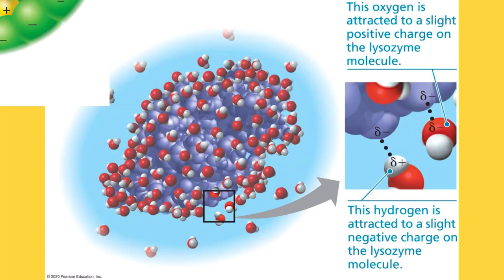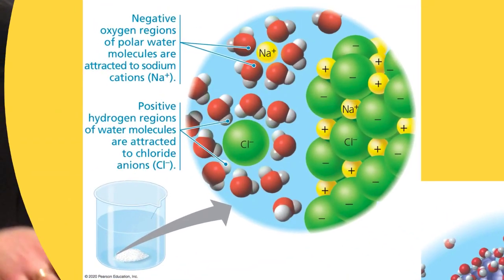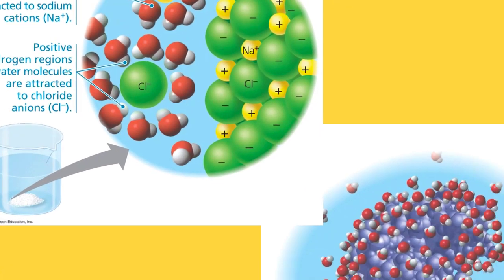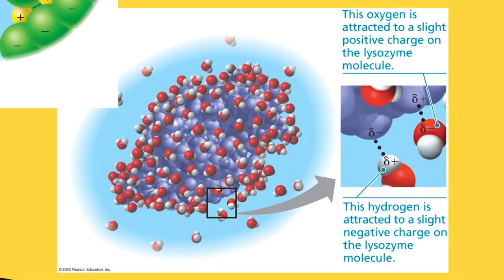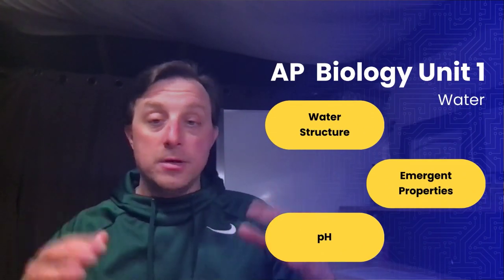Now notice when a covalent molecule is dissolved, though, the bonds aren't breaking. Covalent bonds do not break when a protein like this is dissolved. When an ionic compound is dissolved, those ionic bonds do come apart. The sodium and the chloride ions are separated by the water. Covalent compounds all stay together. Okay, so those are three of the very important emergent properties.